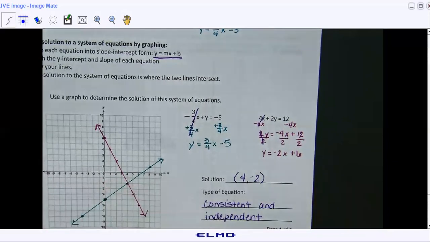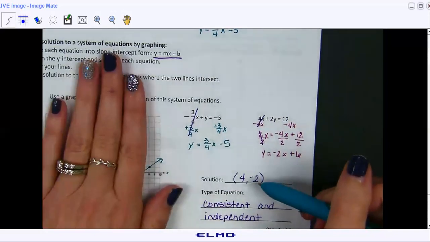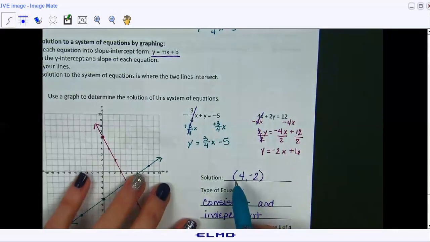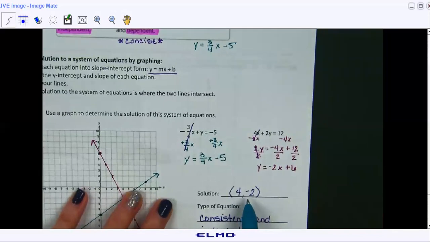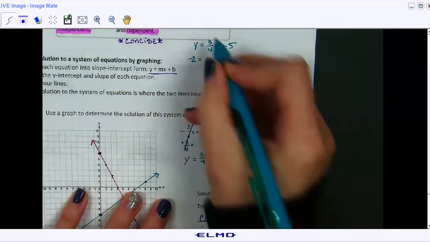Because what I want to do is show you why this is a solution. Because you won't always be graphing your equations. Sometimes you're going to have to figure out a solution a different way. So 4 represents the x, -2 represents the y. So I'm going to plug these into the equation. So -2 goes where my y is. 4 goes where my x is.